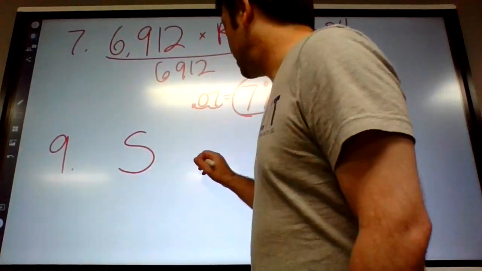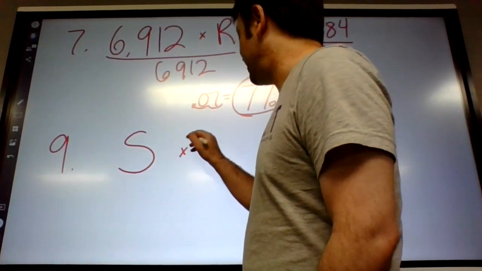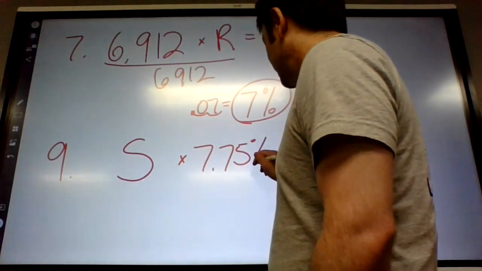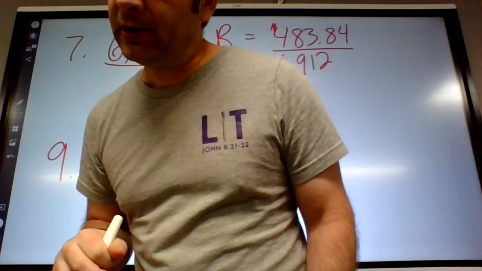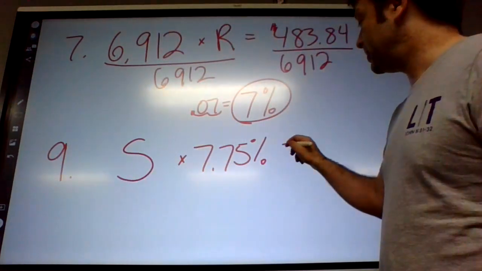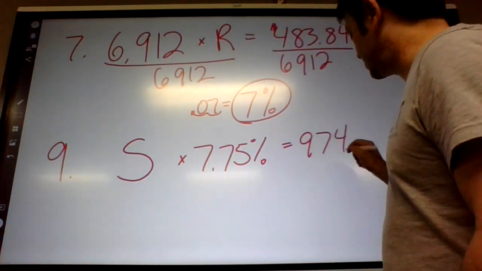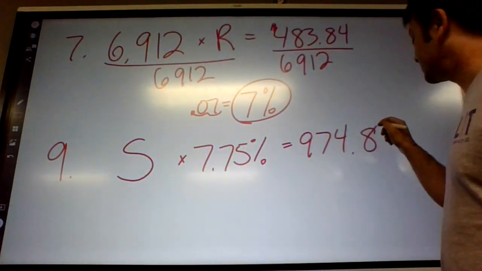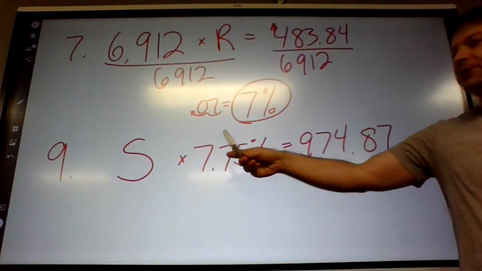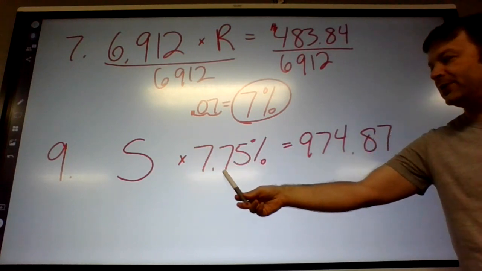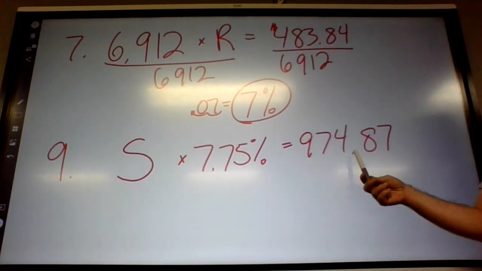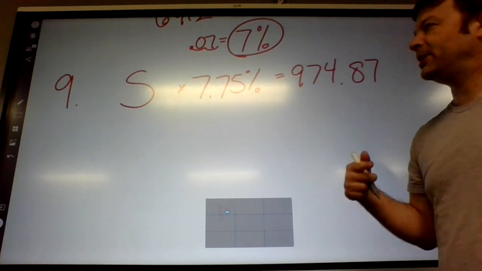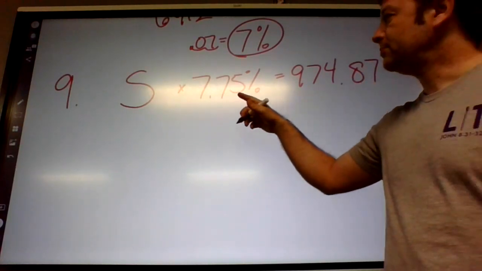So we got S times 7.75%, and they're going to earn $974.87. Okay, so it's just the first one times the second one equals the third one. That's the pattern. The sales times the rate equals the commission.